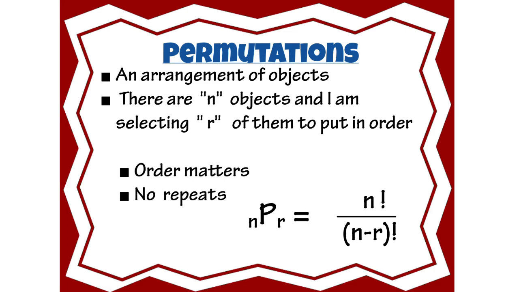Now, when you're doing permutations, the order matters. Getting first place is not the same as getting second or getting third. So the order I picked those horses definitely matters. Also, no repeats are allowed. As we showed when we did our fundamental counting principle, it had to start decreasing because I couldn't pick the same horse more than once.